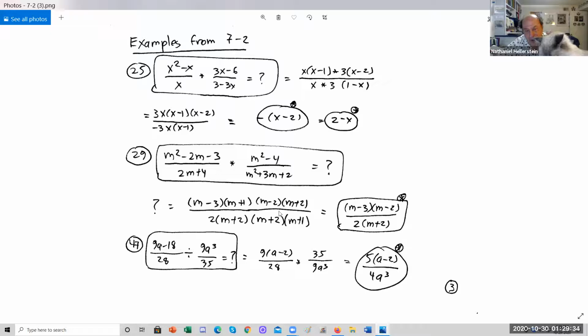All right, let's see what goes away. The m plus 1 goes away. One of the m plus 2's goes away. We're left with this: (m minus 3) times (m minus 2) over twice (m plus 2).